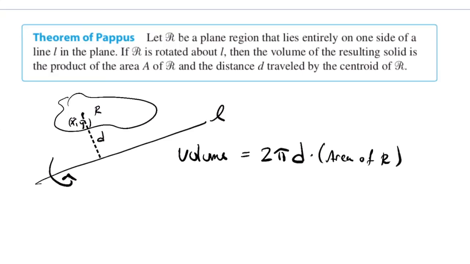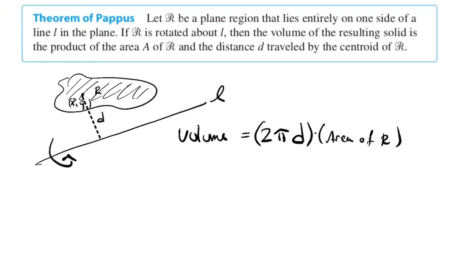Okay, so you take the area of the region that you're rotating, you multiply it by the distance that the centroid travels, and Pappus's theorem says that that will give you the volume. Very interesting. I'm not going to give a complete proof of this theorem, but I do want to give you some idea of why it's true, at least in the case that the region R is something like what we've done before with shells.